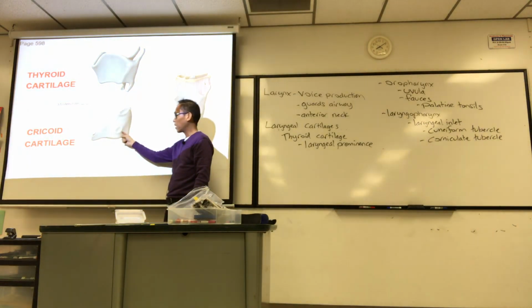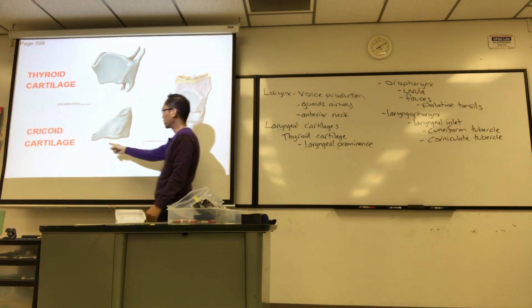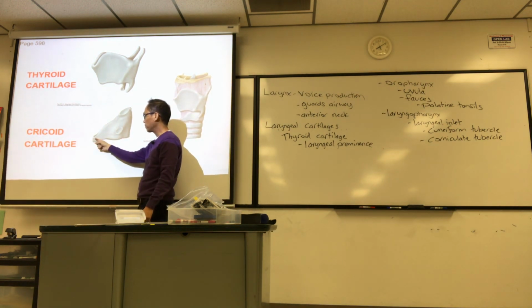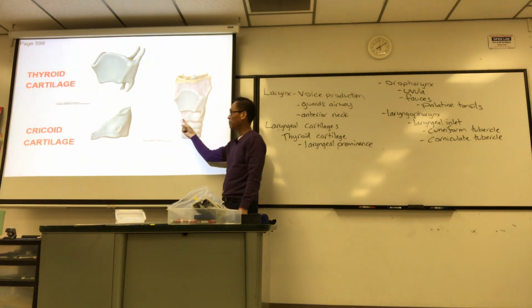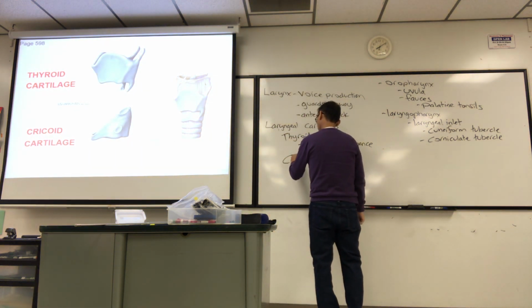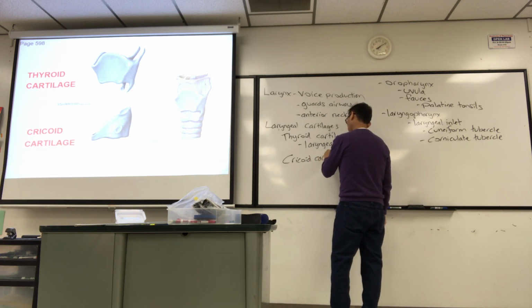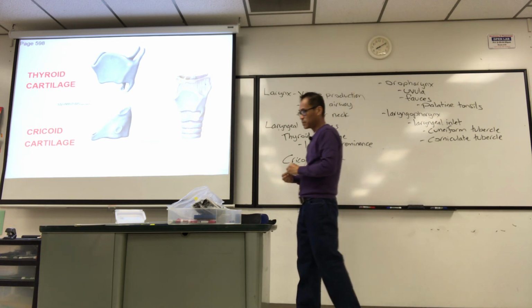That's the cricoid. It's shaped like a ring. That's the band of a ring. It's like a class ring, right? To be able to identify the cricoid cartilage. It's not on your study list, but it's good to know.